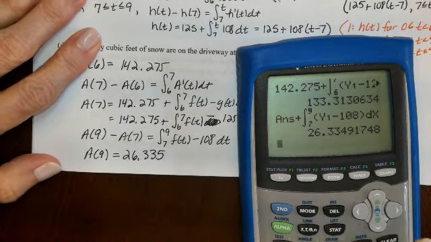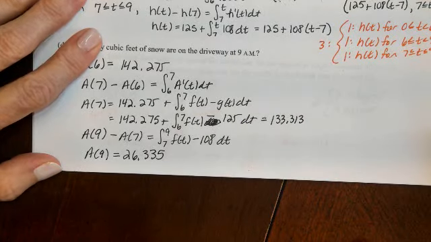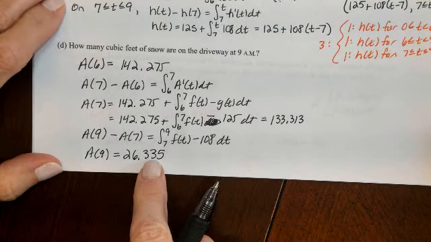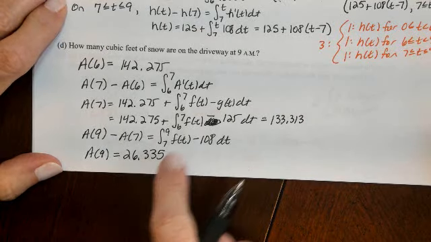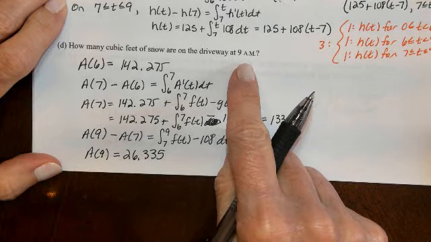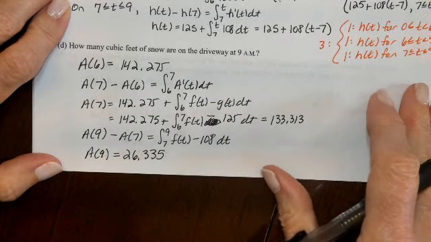26.335. That's cubic feet of snow on the driveway at 9 a.m. So she got rid of quite a bit of snow.